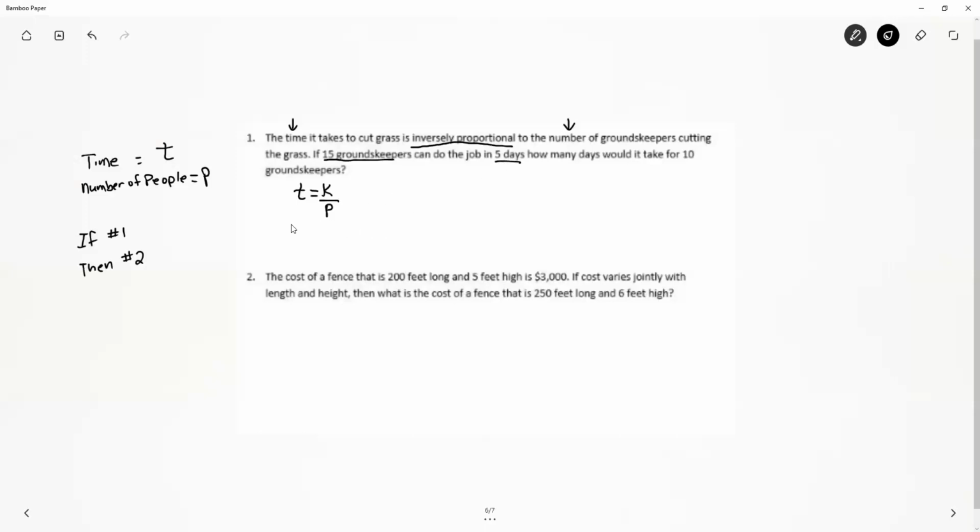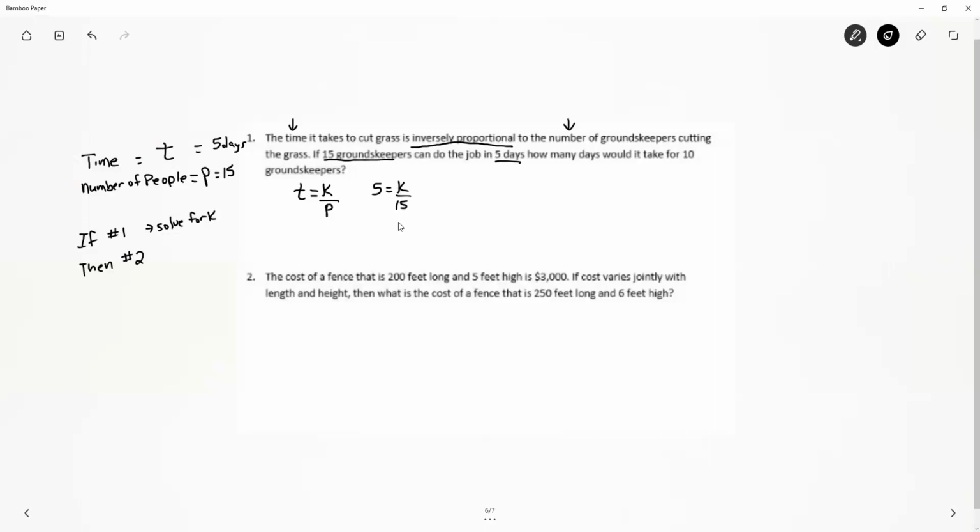So what is T here? Well, T here for this first part, the time is 5 days. And the number of people here would be 15. So let's plug in what we have. So 5 is equal to K over 15. So we're going to solve for K first. So that first part, the if, you're going to solve for K.